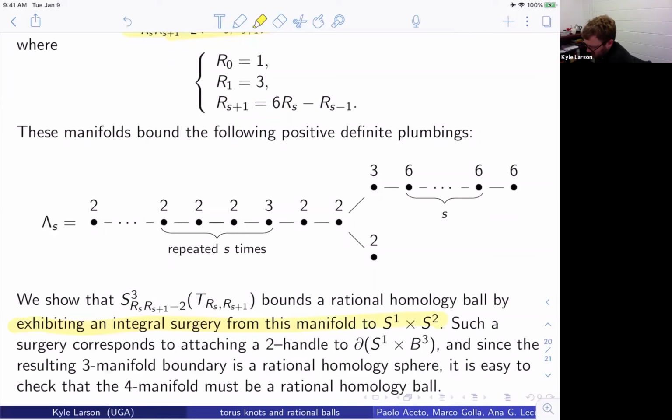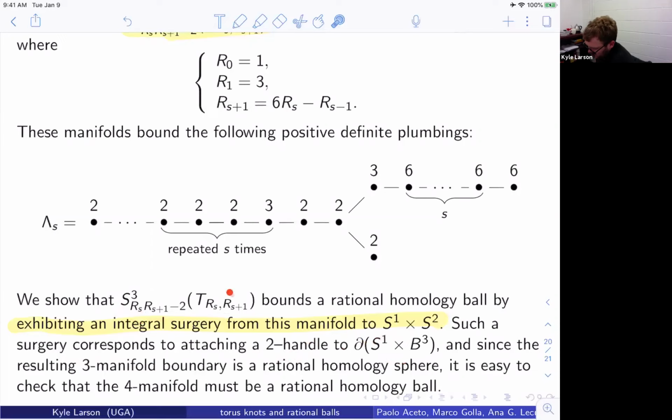So why does this suffice? If there's an integral surgery from this surgery on a torus knot to S1 cross S2, well, there's also the dual surgery that goes backwards, right? So that means there's also an integral surgery from S1 cross S2 to the three-manifold in question. And since it's an integral surgery, this corresponds to attaching a 2-handle. So S1 cross S2, if we think of it as the boundary of S1 cross B3, we can build a 4-manifold by attaching a 2-handle corresponding to the integral surgery to S1 cross B3. So this is a 4-manifold with a single 0-handle, a single 1-handle, together giving S1 cross B3, plus a 2-handle. And the boundary is this surgery on the corresponding torus knot.